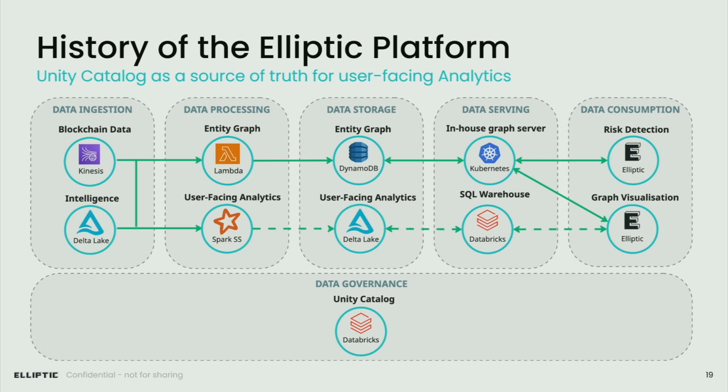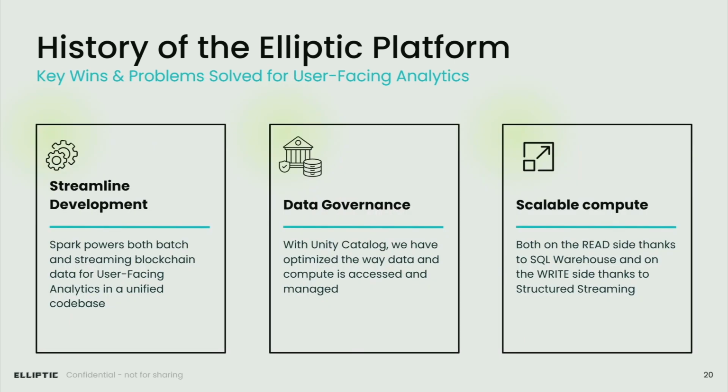So, key wins of this architecture: we have streamlined development. We have Spark powering both batch and streaming, right? We have better data governance right now with Unity Catalog, giving better access controls to our jobs and to our data as well. We have scalable compute. So now we don't have the problems with Lambda. With structured streaming, we can scale horizontally. We can scale the SQL Warehouse horizontally as well to query your data in Delta. And yeah, that's pretty much it for the key wins.